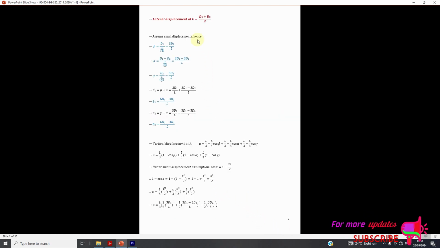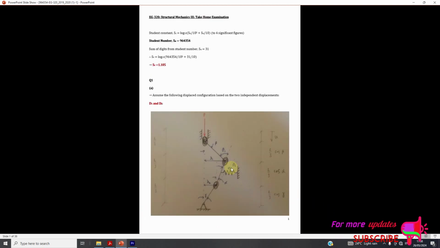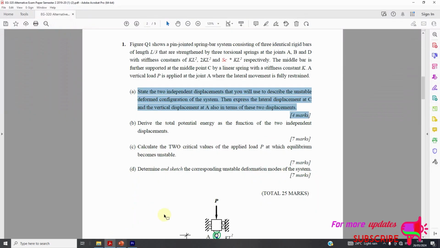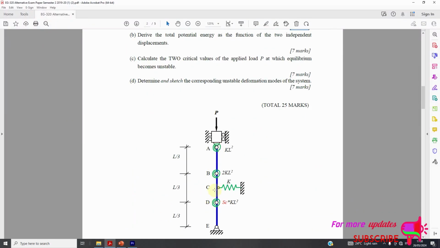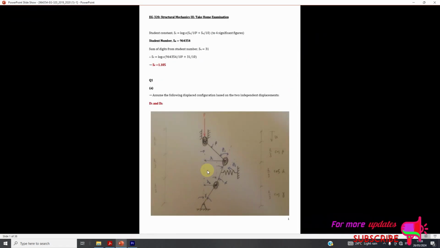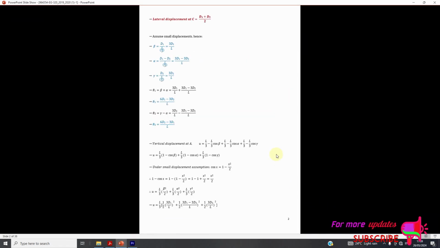Now, the lateral displacement at C should be equal to, if you can go back, the lateral displacement at C. C is which point? The lateral displacement at this point, which is at the center, in the middle of B and D. So it's the midpoint. It should be d1 plus d2 over 2.